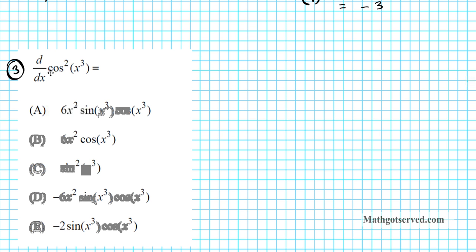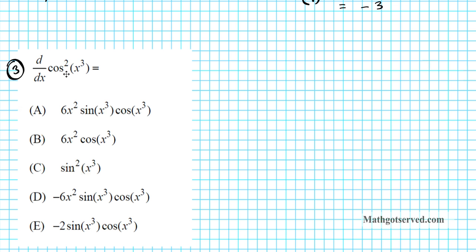We are asked to find the derivative of cosine squared of x to the third. Now this is assessing our ability to accurately apply the chain rule when you have multiple functions composed with each other. In this function right here, we have a composition of a square function, a trig function, and then a cubic function. So we have 3 functions that we are dealing with here.